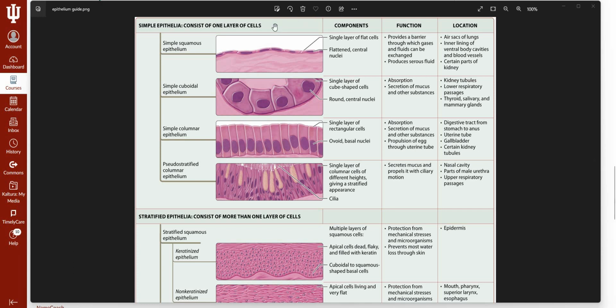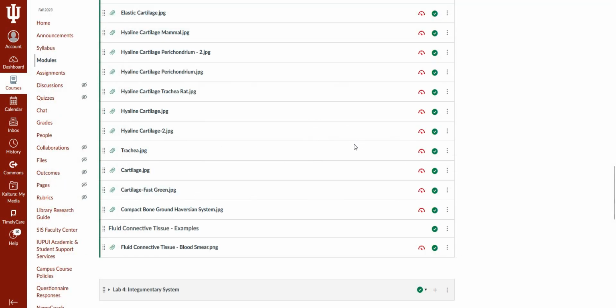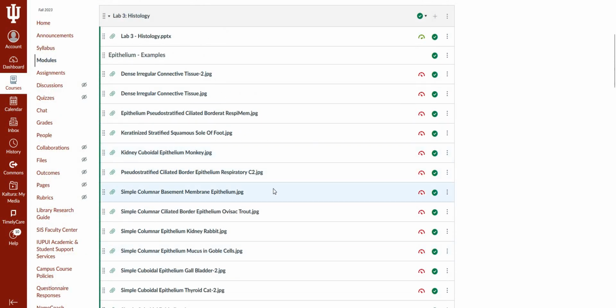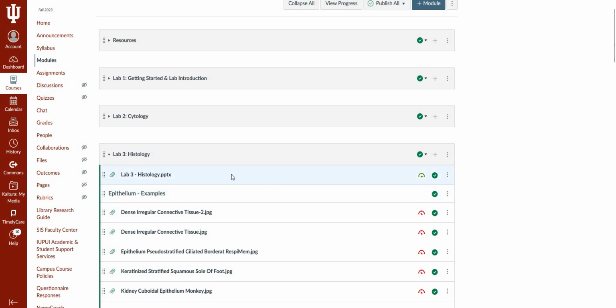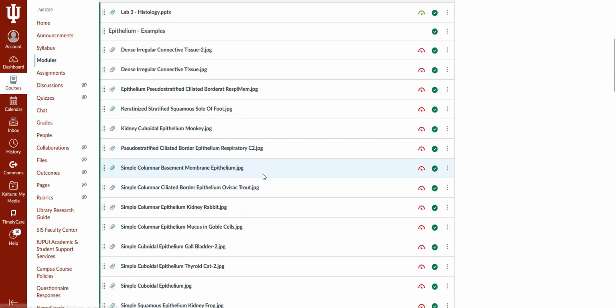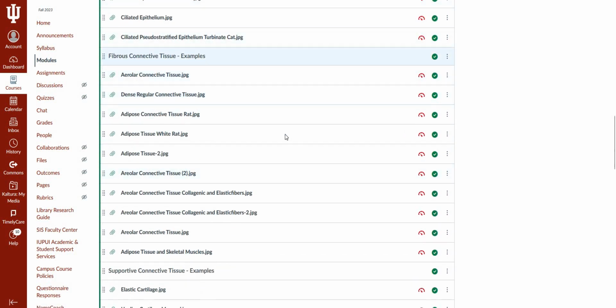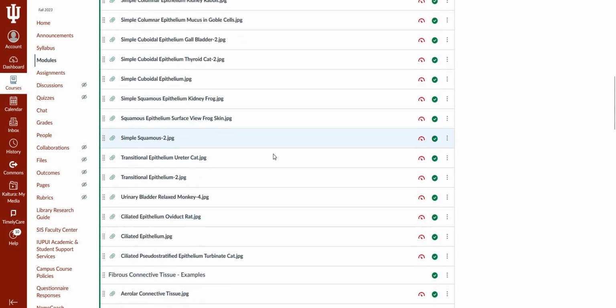So for this lab and for studying for Lab Exam 1, Canvas modules are going to be your best friend. Under Lab 3 Histology, we have tons and tons of examples of epithelium. It's all organized by type. And then we have connective tissue.